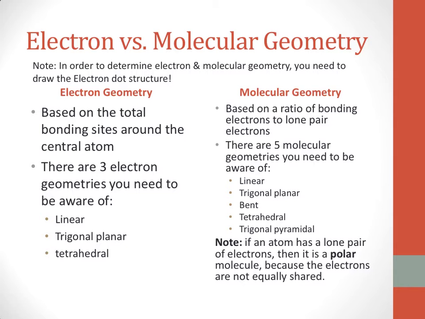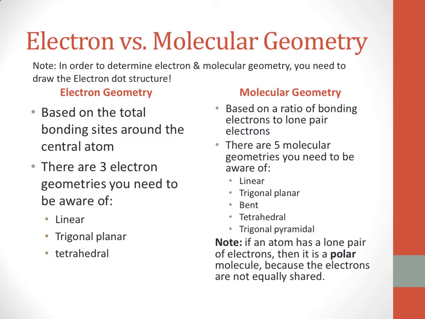Okay. Electron geometry is based on the total bonding sites around the central atom. There are 3 electron geometries you need to know about: linear, trigonal planar, and tetrahedral. These are kind of the big idea structure. Molecular geometry is based on a ratio of bonding electrons to lone pair electrons. This is a slightly more accurate depiction of what the molecule looks like. There are 5 molecular geometries you need to be aware of: linear, trigonal planar, bent, tetrahedral, and trigonal pyramidal.